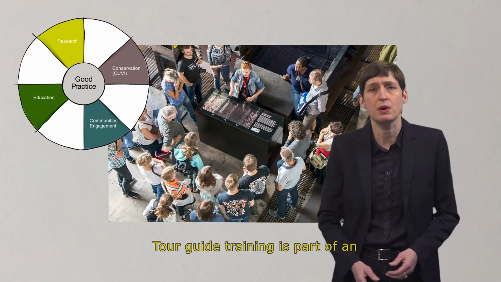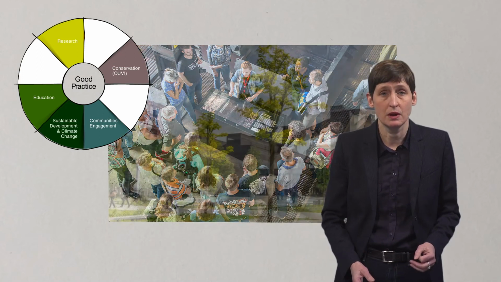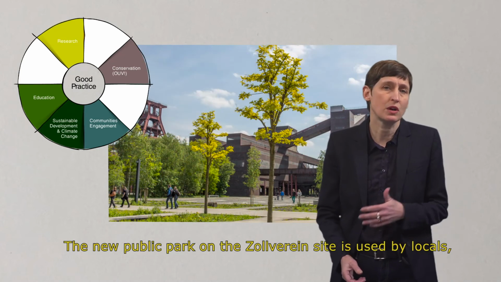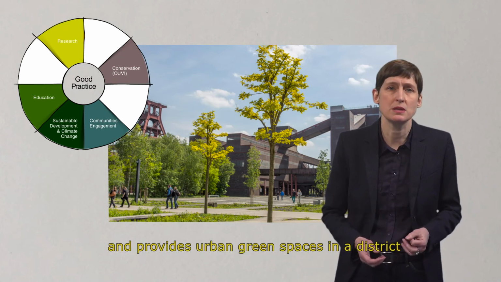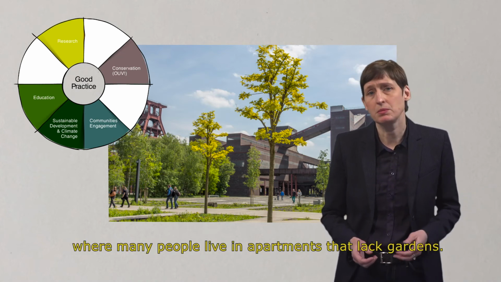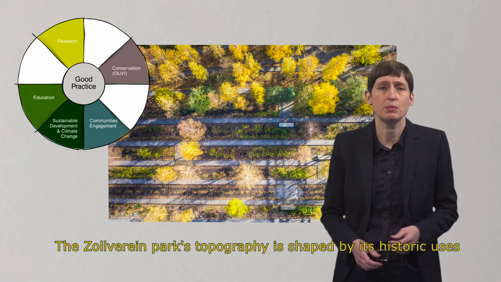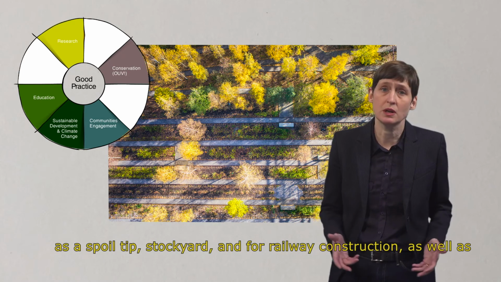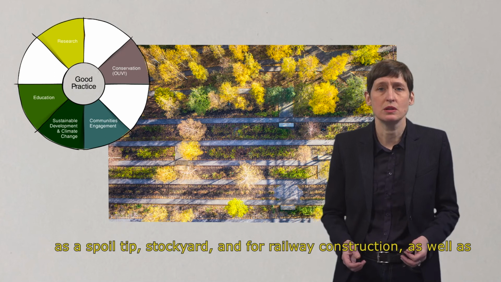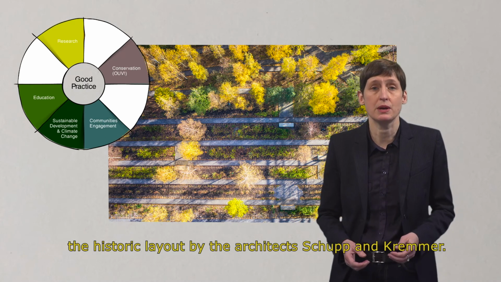Tour guide training is part of an ongoing local job qualification program. The new public park on the Zollverein site is used by locals and provides urban green spaces in a district where many people live in apartments that lack gardens. The Zollverein Park's topography is shaped by its historic uses as a spoil-tip stockyard and for railway construction, as well as the historic layout by the architects Schupp and Kremmer.